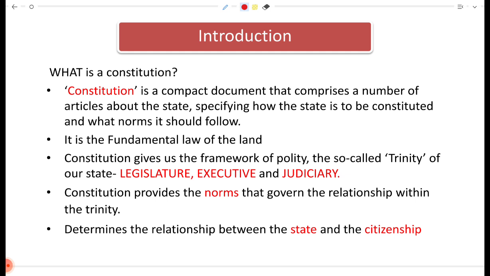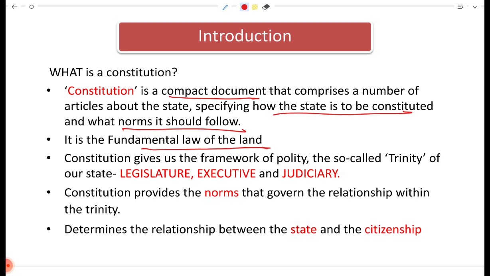Or otherwise, in other words, a constitution is a compact document that contains many articles and sections. These articles explain how the state is formed, who will run it, and what principles the government must follow. Secondly, it is called the fundamental law of the land.